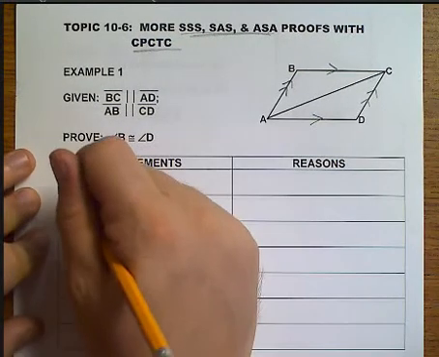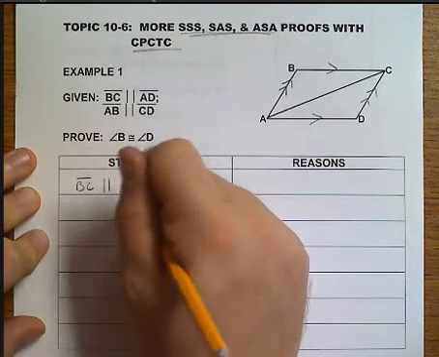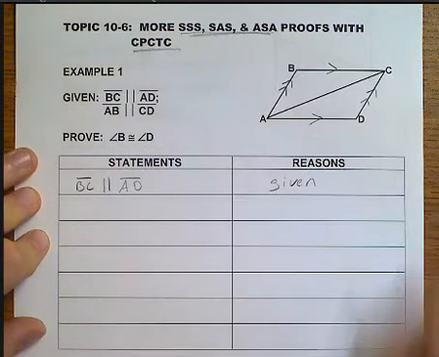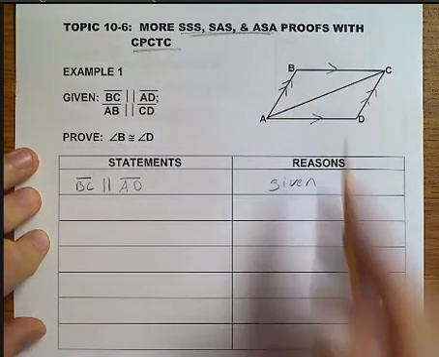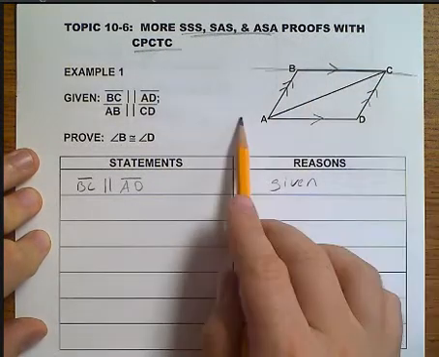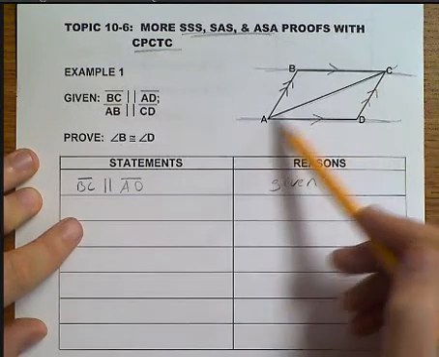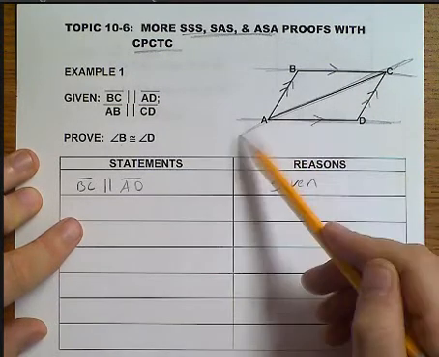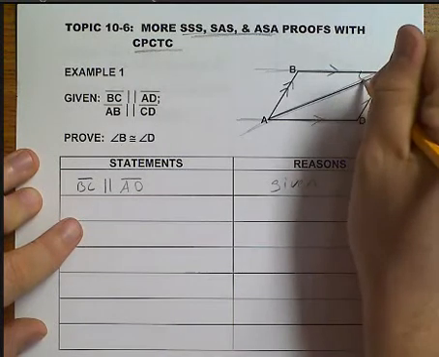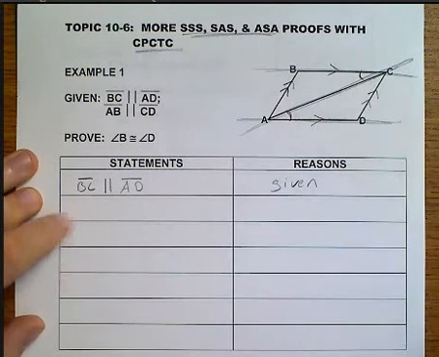We know that BC is parallel to AD, and this was given to us. Let's go and extend this parallel. And what do you know? We have a transversal here. Now with the transversal, I've got this angle and this angle being alternate interior.